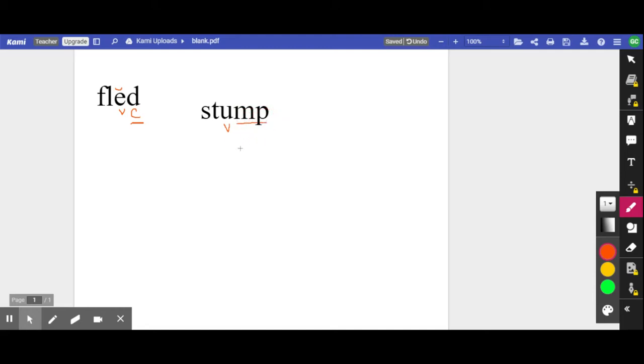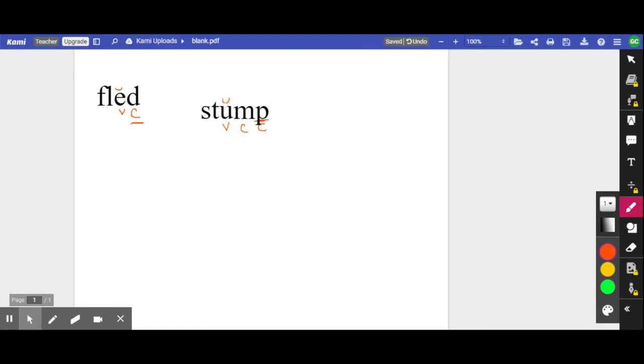My word ends with two letters this time. M is a consonant and P is a consonant. And I know in a closed syllable, it ends in a consonant. Even though there's two here, I really care about this one ending sound. It ends in a consonant, so I know the vowel in a closed syllable is short. I'm going to code it with a breve.